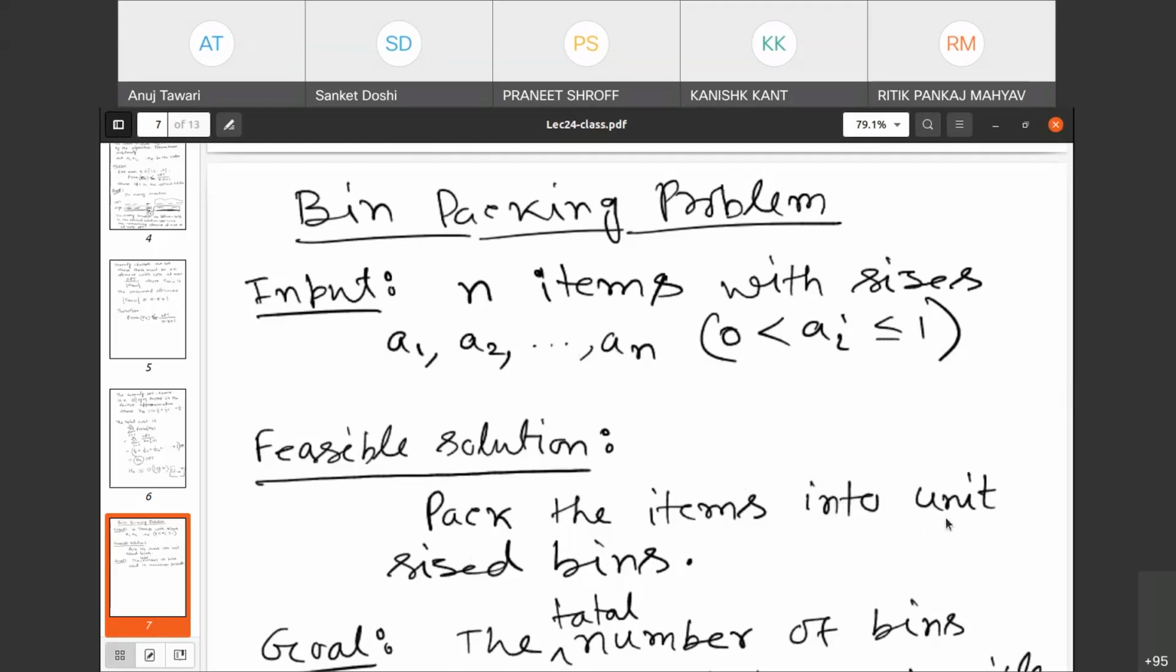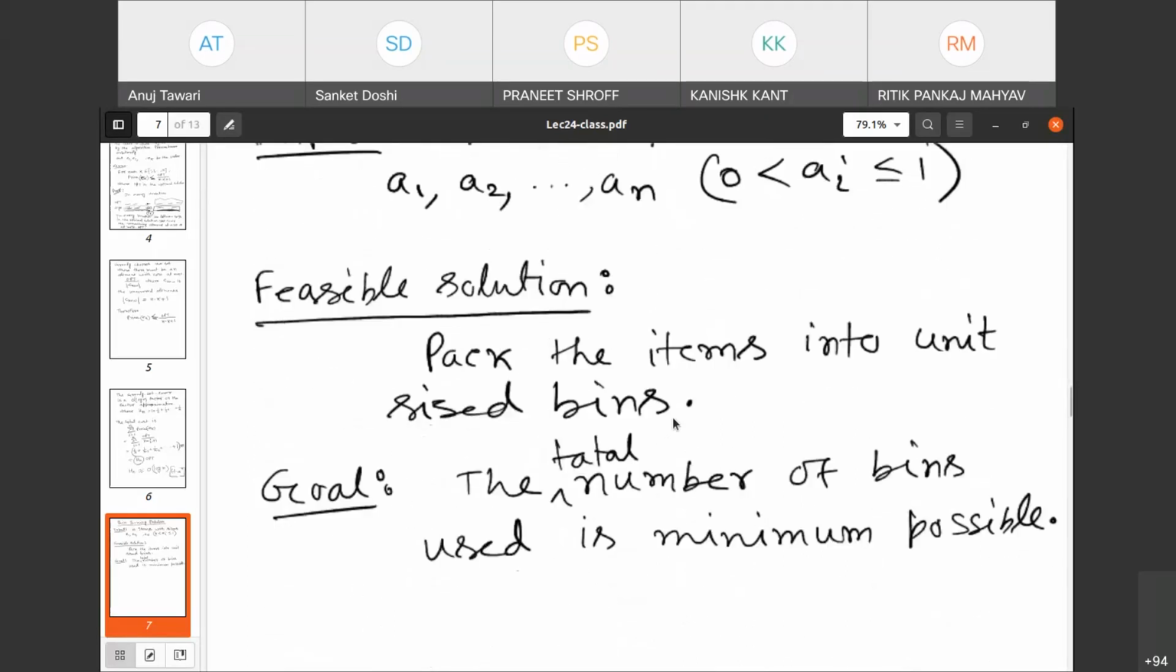Okay, so a bad strategy is we just use one printer, but then you have to wait for one document to get printed before printing the next one. Right, so that is bad. So it involves some waiting time. If you have multiple printers, you can simultaneously print multiple documents. Right, it's a very interesting problem called the bin packing problem. It is to pack the items into unit size bins so that the total number of bins used is the minimum possible.